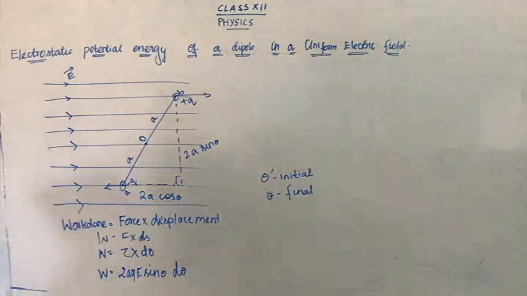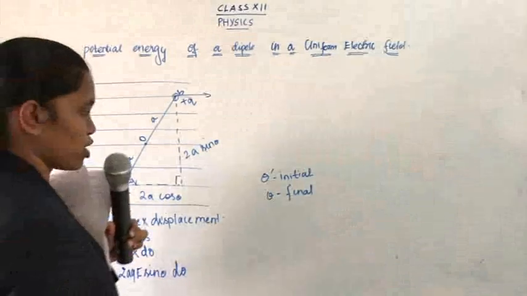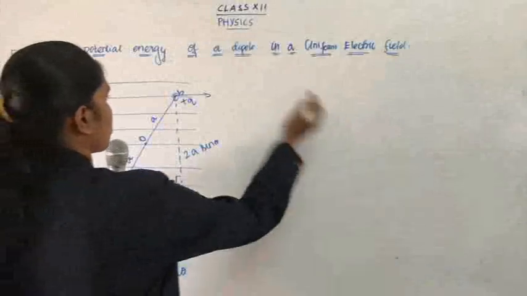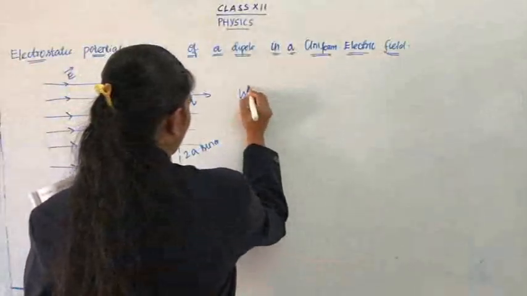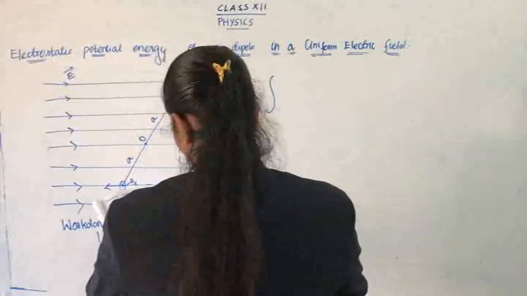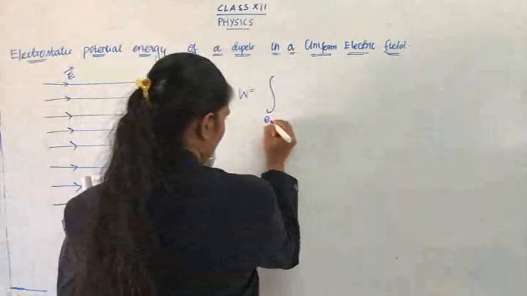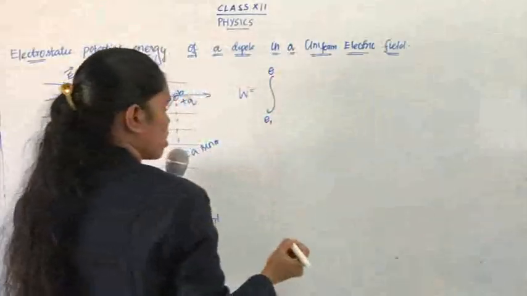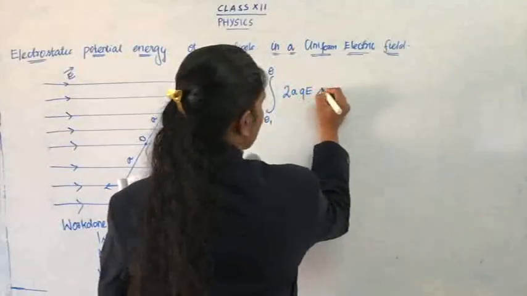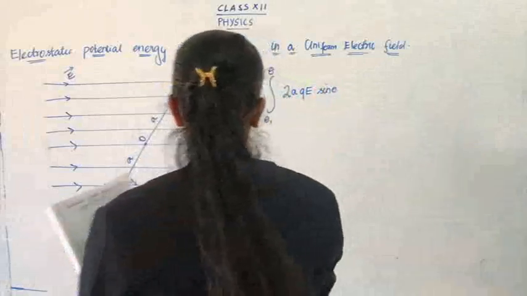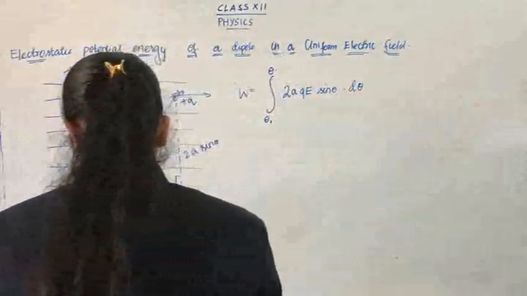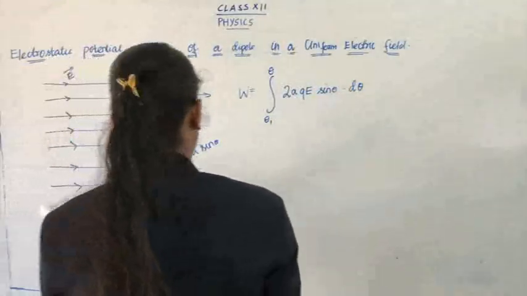Now we are going to find the magnitude. For finding the magnitude, we are going to apply integration, integral calculus. Write it down. W equals integration from initial theta, theta dash, to final theta, of 2aQE sin theta into d theta. Have you written? Right.